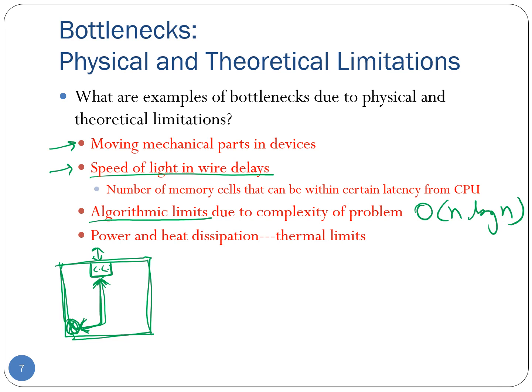So if you have n numbers and you want to sort them, you cannot do this any faster than order of n log n. So this is an example of algorithmic limitation. In fact, there are many other algorithms for which no efficient way of solving the problem is known. So those problems actually take much greater than this order of n log n time.